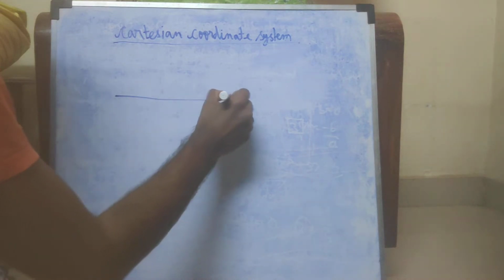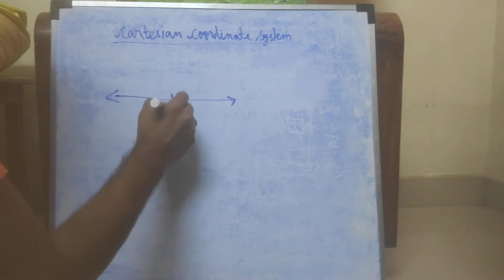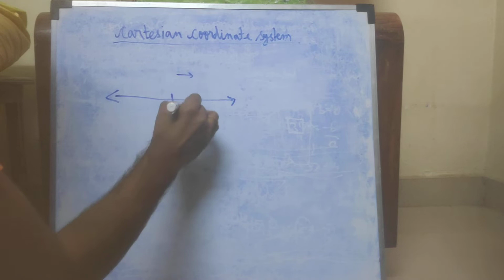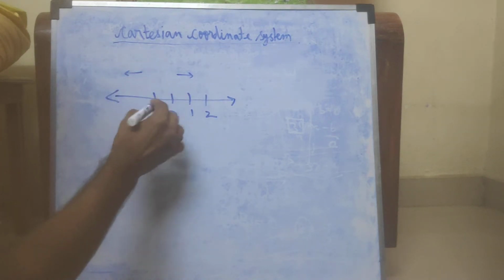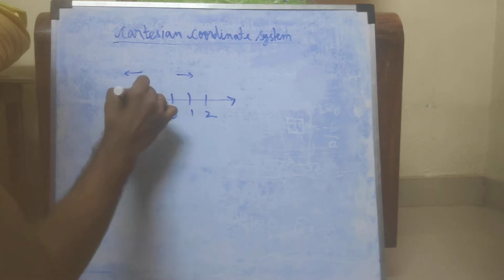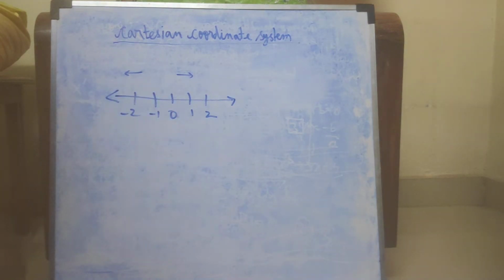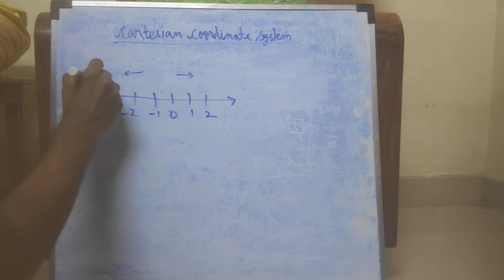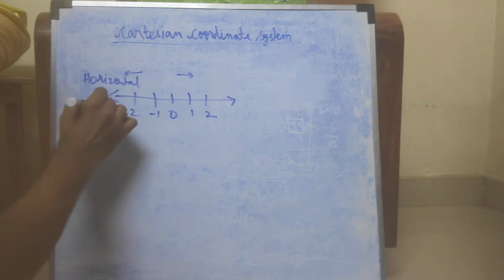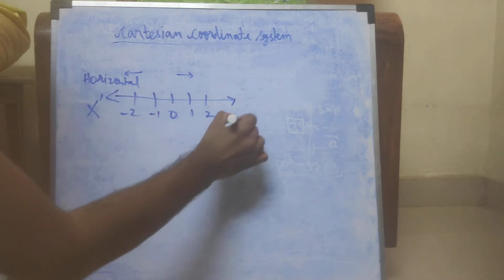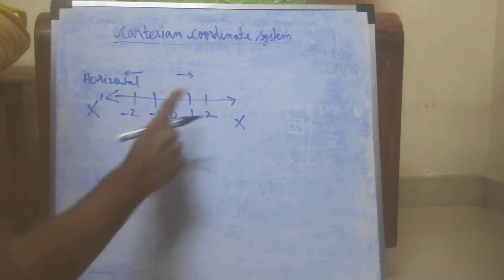As we know, in earlier classes you studied the number line like this, starting from 0. As we move towards the right side, positive numbers will come. If we go towards the left side of the 0 origin, negative numbers will come. So this is a number line. This is a horizontal line, which you are very much familiar with. So I will represent it as x prime and x axis.